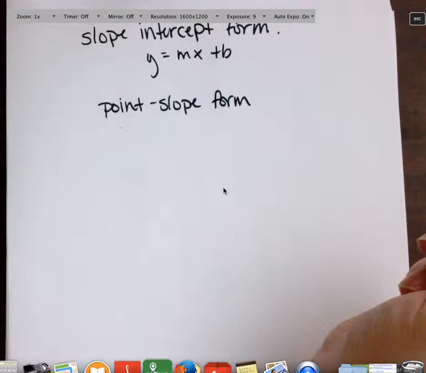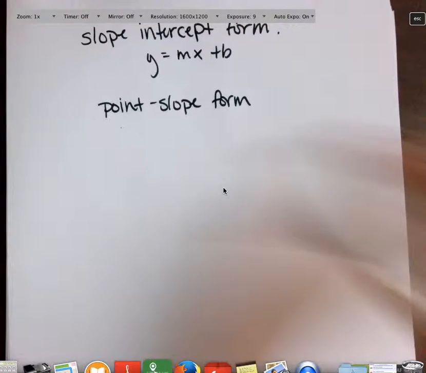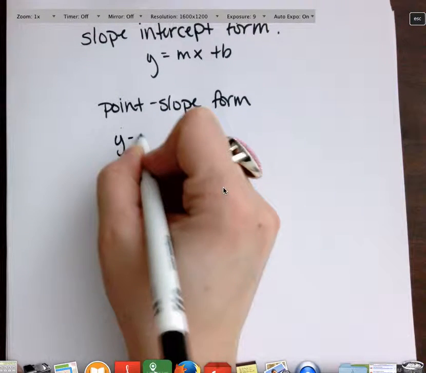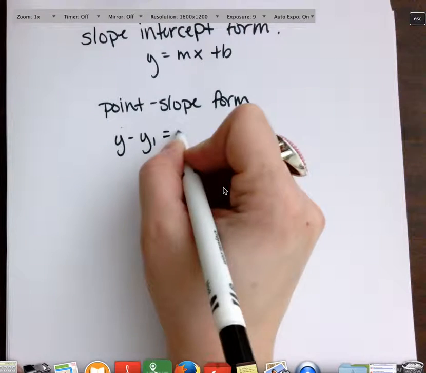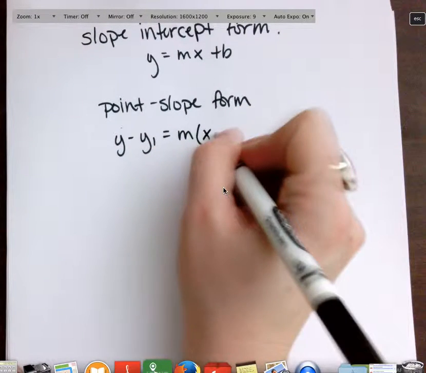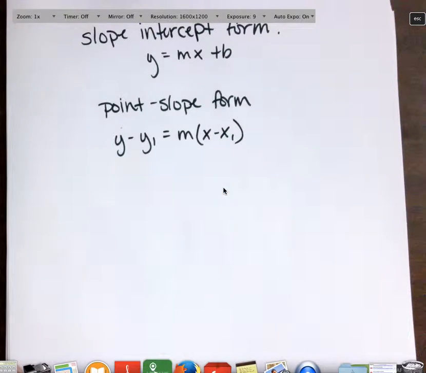And point-slope form is nice because what if you're just given a point and a slope and you're not given the y-intercept? Then you can use this formula to still come up with your equation of the line. And for this formula we have y - y1 = m(x - x1). All right?